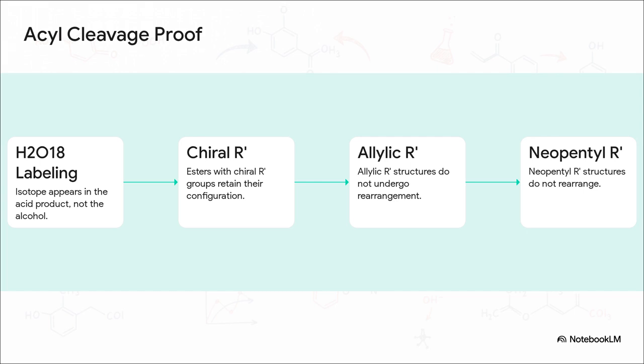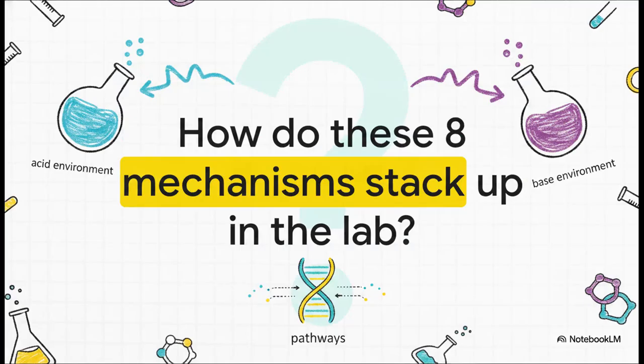Plus, think about it. If the alkyl bond were breaking, we'd expect to see some chiral inversion or weird structural rearrangements, but we just don't. Esters with chiral R' groups keep their exact configuration, and famously tricky groups, like allylic or neopentyl structures, don't rearrange at all. All of this points squarely to acyl cleavage being the main event. So, with those rules locked in, how do these 8 potential mechanisms actually stack up against each other when you're standing in the lab? Let's get into the comparative analysis.